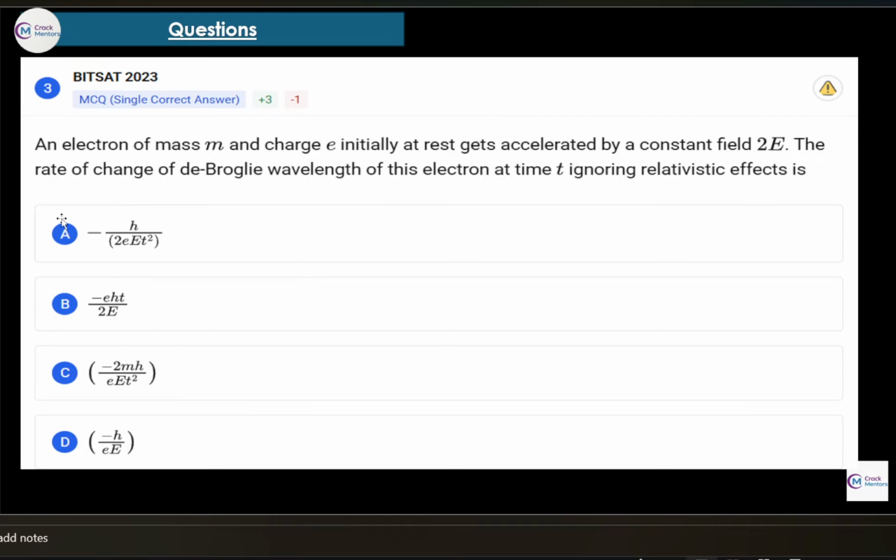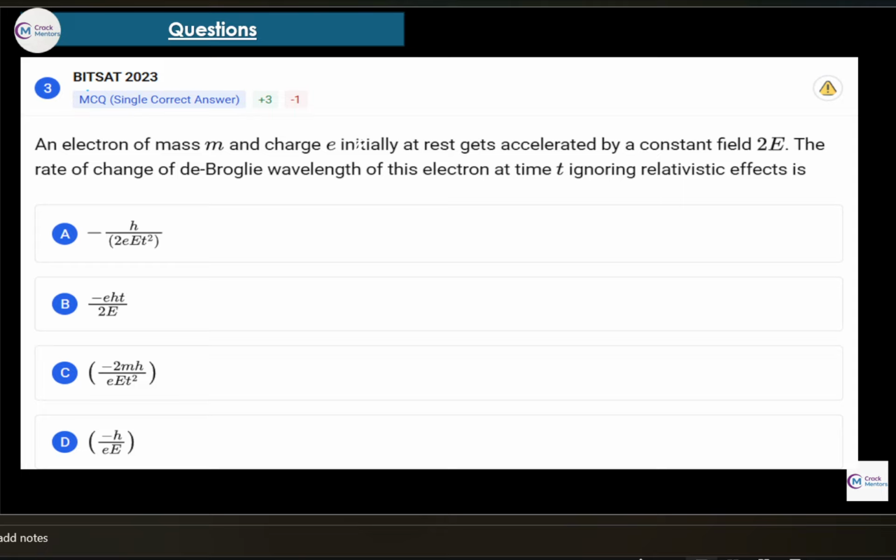This is the question that I'm going to discuss right now. This is also asked. Just give me some time. Where is my marker? I have chosen a white color, that's why it's not visible.